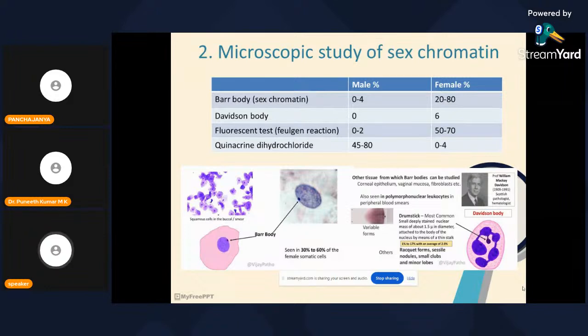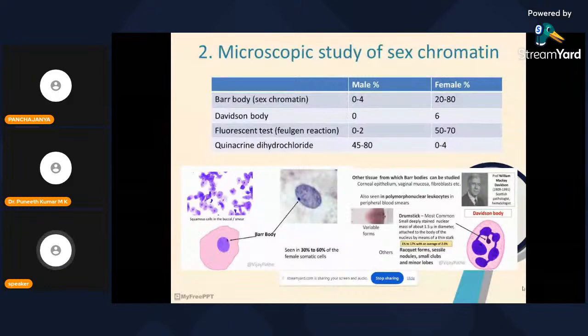Then the fluorescent test. In the fluorescent test, we use a reagent, and it gives a fluorescence appearance when we visualize it under UV light. In males it will be 0 to 2%, and in females 50 to 70%. The fluorescent test will be positive.